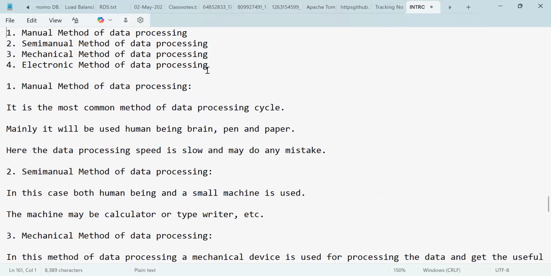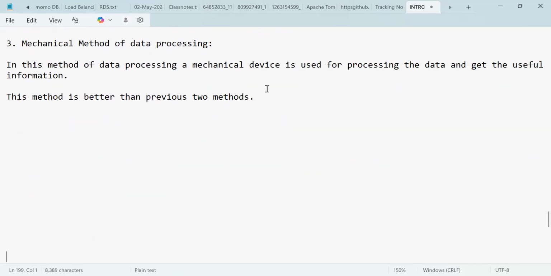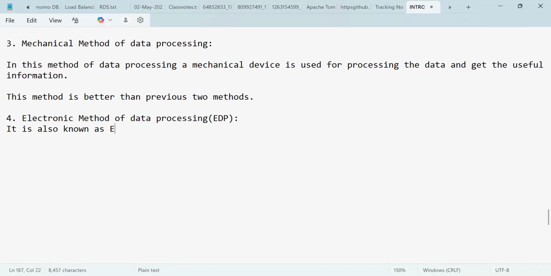And the last one is our EDP, the Electronic Data Processing cycle. This is the fourth one. What is EDP? The full form is Electronic Data Processing, or the electronic method of the data processing cycle. In this case, it is also known as EDP, electronic data processing. Yes or no?